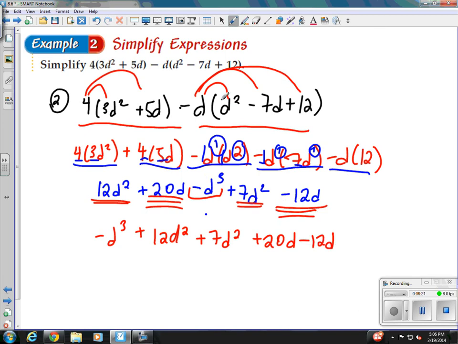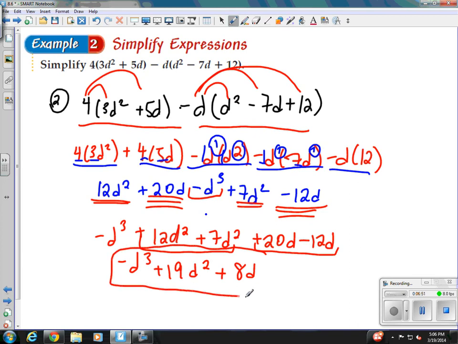Now, we go through and we combine like terms. Negative d to the third doesn't have anybody to go with, so he just drops down. But I can say positive 12d squared plus 7d squared gives us 19d squared. And then 20d minus 12d gives us a positive 8d. Check again for like terms. That's d to the third, d to the second, d to the first, so we can't go any farther. So that's our answer.